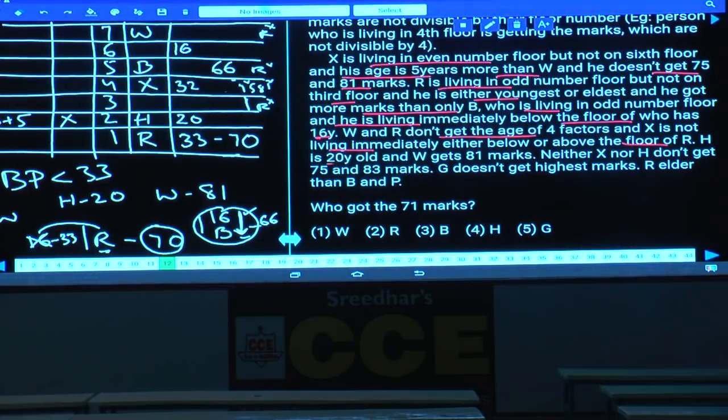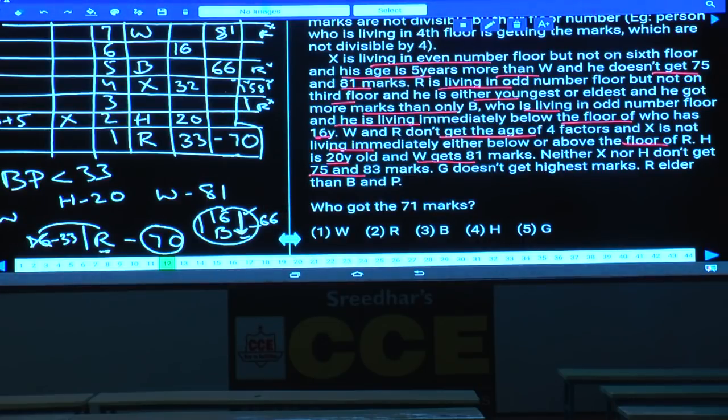H is 20 years old and W gets 81. As W gets 81, that is clearly given. W gets 81 marks. And H is what? H is 20 years old and W gets 81 marks. As W gets 81 marks, then what is the other thing left over here? Neither X nor H got 75 and 83. X is not getting 75 and this X is not getting 83. 81, 66, 70, 75, 83 are ruled out.